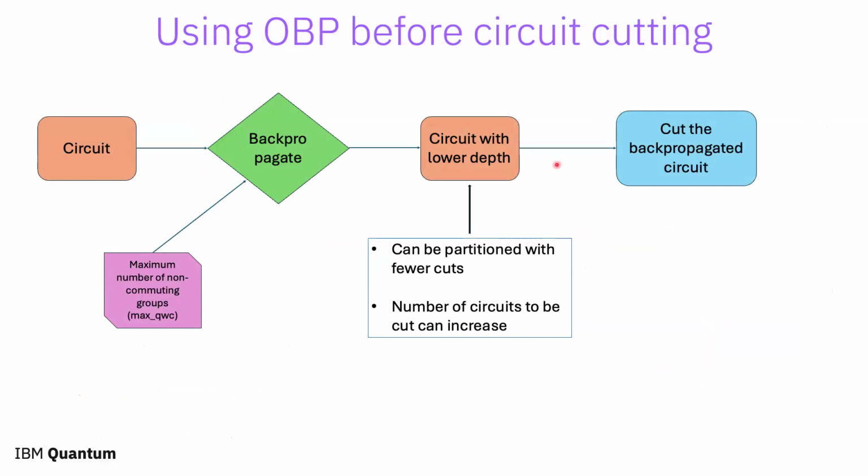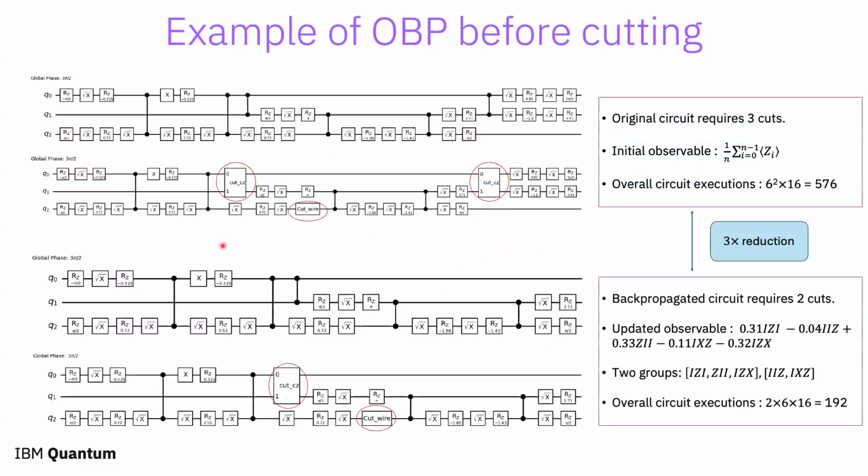So we cut the backpropagated circuit. So now we need to have a balance here. When I do more cuts, the number of circuit executions increases exponentially. When I backpropagate, in the worst case, the number of circuits that I need to compute can increase exponentially, and then I have to cut each of those circuits. So I need a balance between these two. But first, let's take an example.